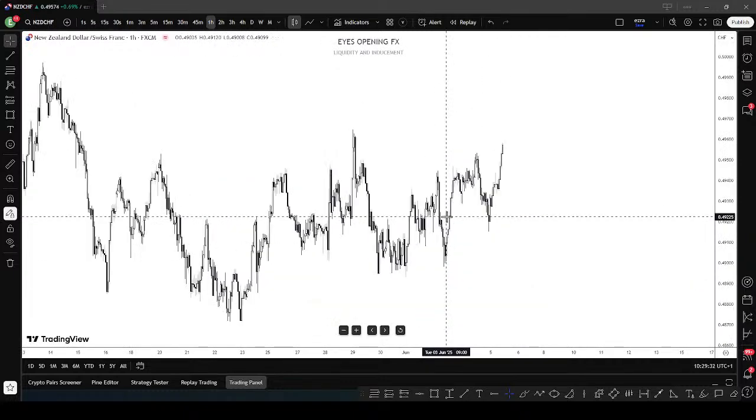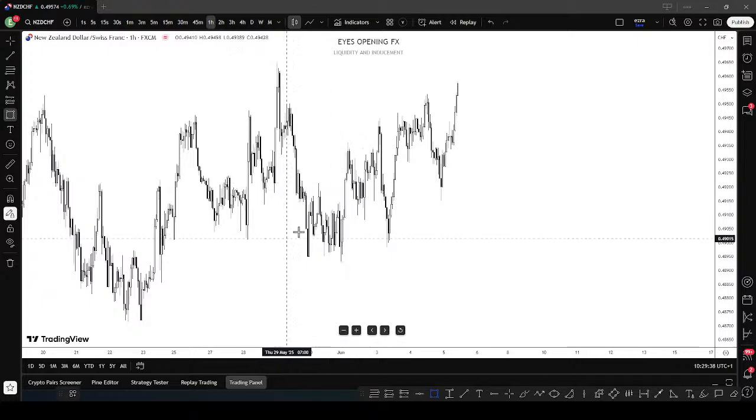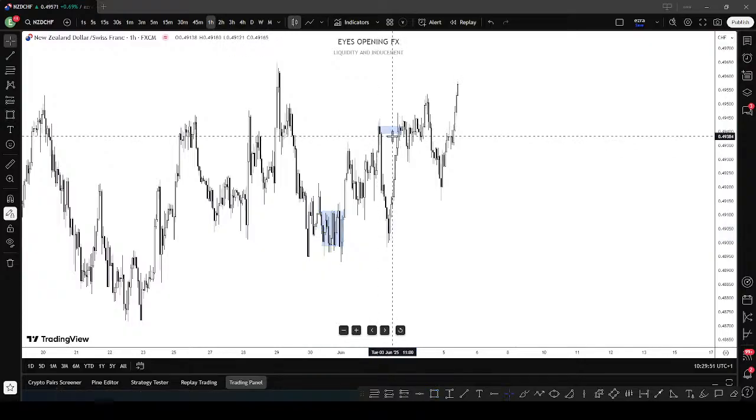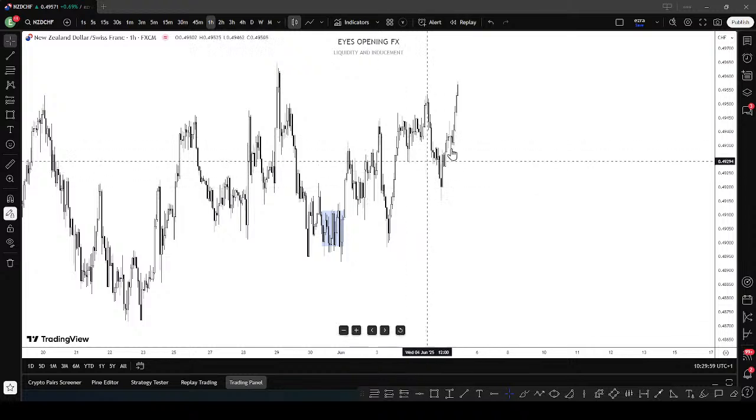Then we also looked at New Zealand, this NZD CHF. So we actually looked for a sell program right here. Because I called this a consolidation, I expected this to be a manipulation to the upside, then a sell right here. And sure, I took a loss trade right here because I took this entry. So that is one trade that we also discussed.